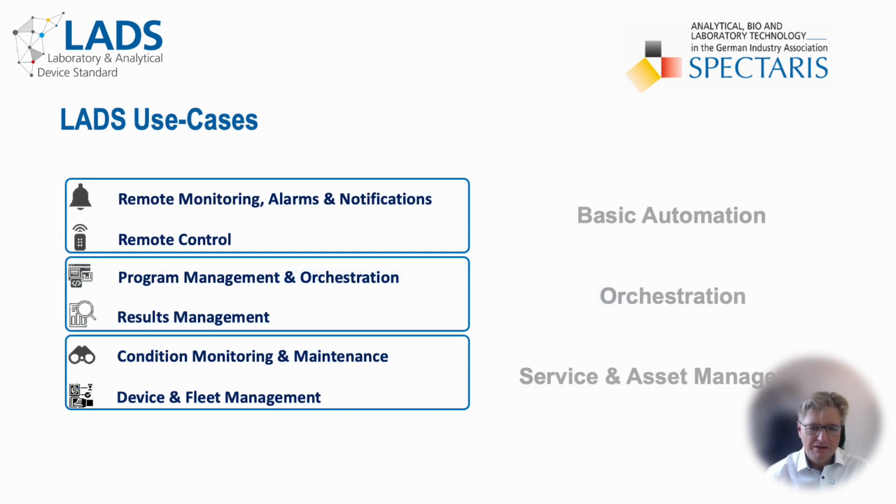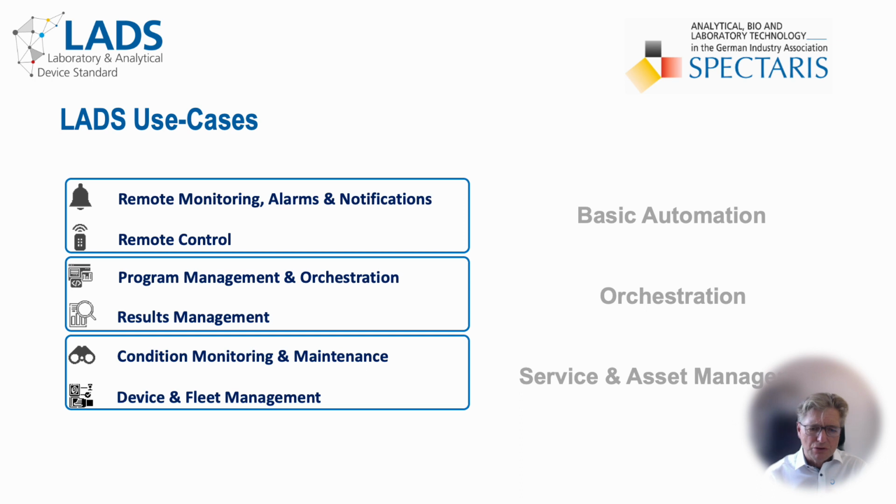Let's break down the use cases we are targeting. First, remote monitoring, alarms and notifications. This is the starting point because understanding what's happening is crucial for making decisions and taking action. With remote monitoring, you can keep an eye on the status. Additionally, remote control allows you to start or stop functions, adjust parameters and more. These monitoring and control capabilities lay the foundation for automation.